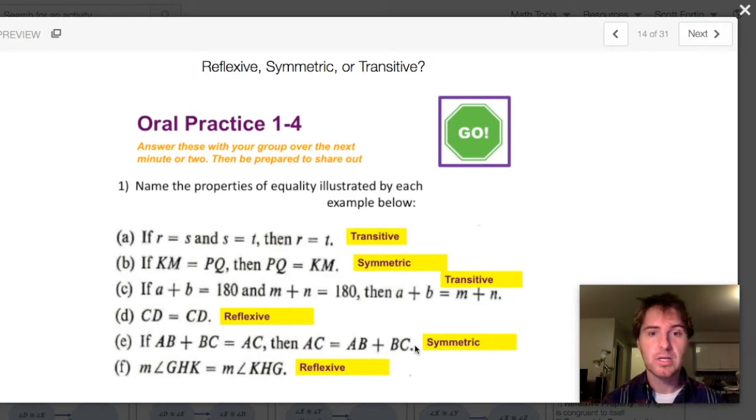Reflexive here, symmetric here. Ooh, a little tricky there. That one was reflexive. Hopefully you got that one. So notice here, there was no if here. There was no if here.